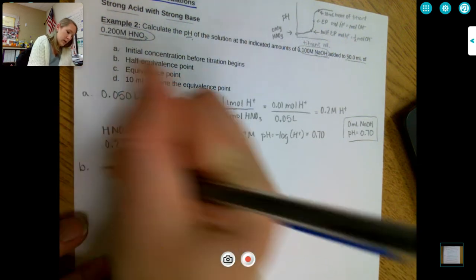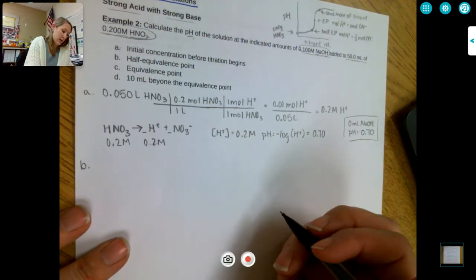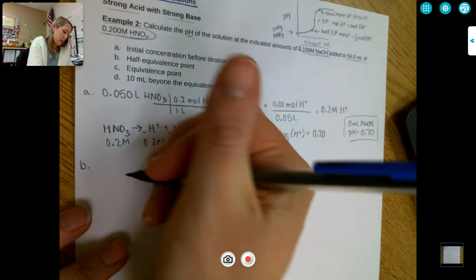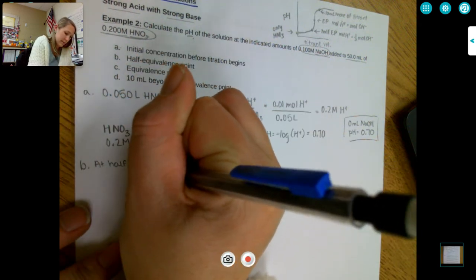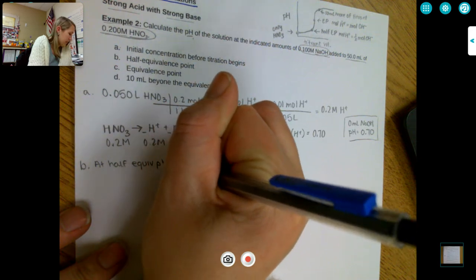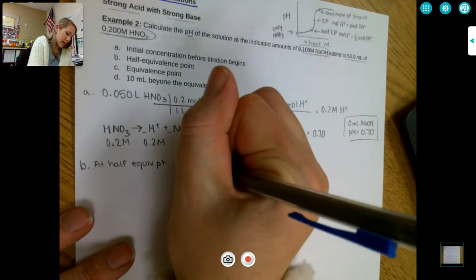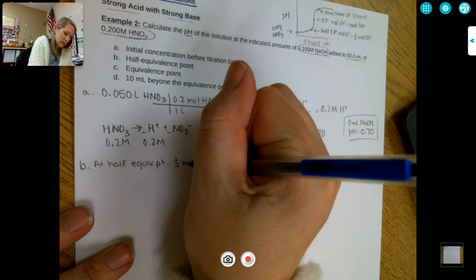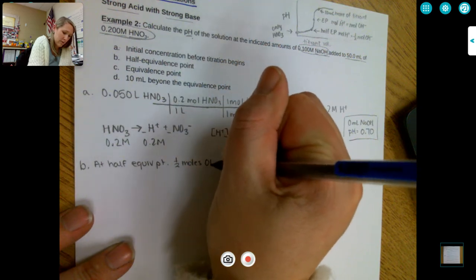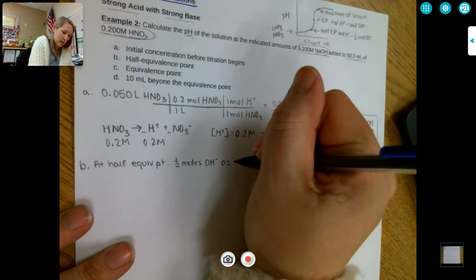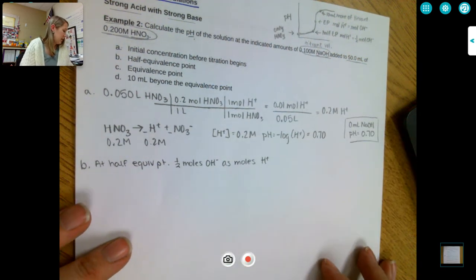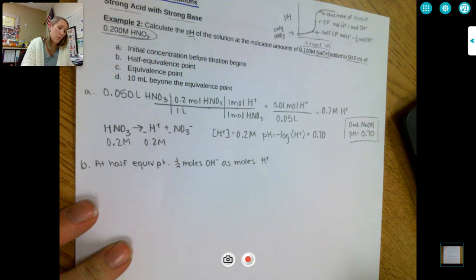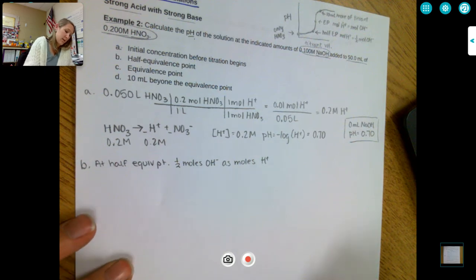Now B, we said, is going to be our half equivalence point. And at the half equivalence point, I'm going to have half as many moles of OH as my moles of hydrogen ions. Okay, so I need to figure out the moles of hydrogen ions that I have to start with.